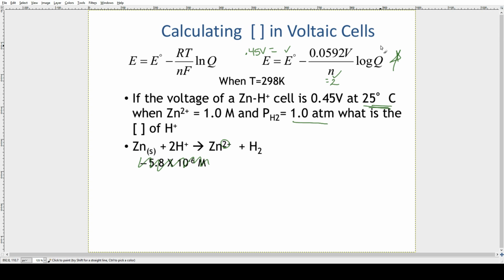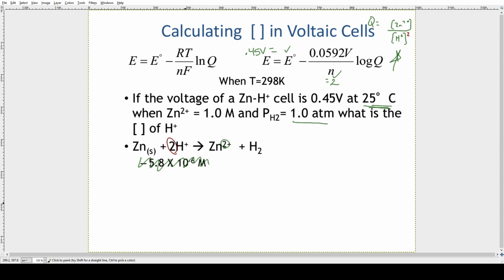And then my Q is going to be products over reactants. So let's just do that over here on the side. Q is equal to products over reactants. So it'll have the concentration of zinc up here and the concentration of hydrogen down here. But wait a second. There's a coefficient. What do I do with that coefficient? It goes right there. So yeah, that information you learned way back when, you still have to use it.